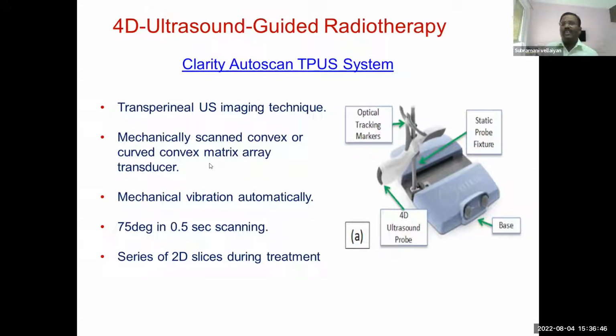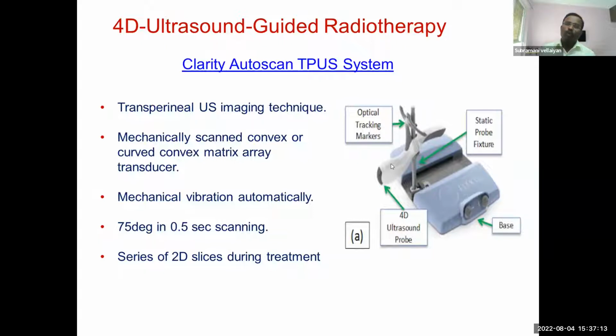So what is the system responsible for making the real-time intrafraction motion? We have in our department the Elekta Clarity Autoscan transperineal ultrasound system. Basically this is called the transperineal ultrasound imaging technique, wherein a mechanically scanned convex, or curved convex, matrix transducer is used.